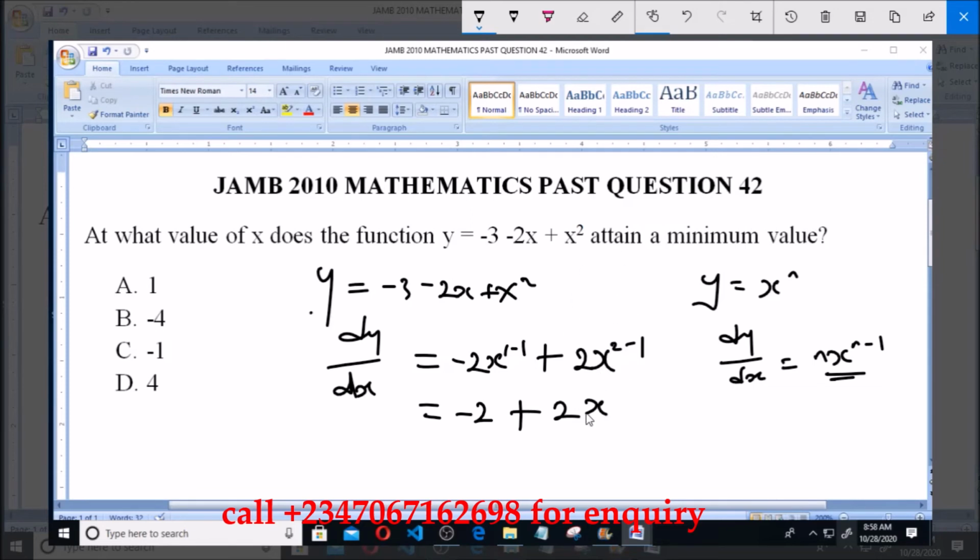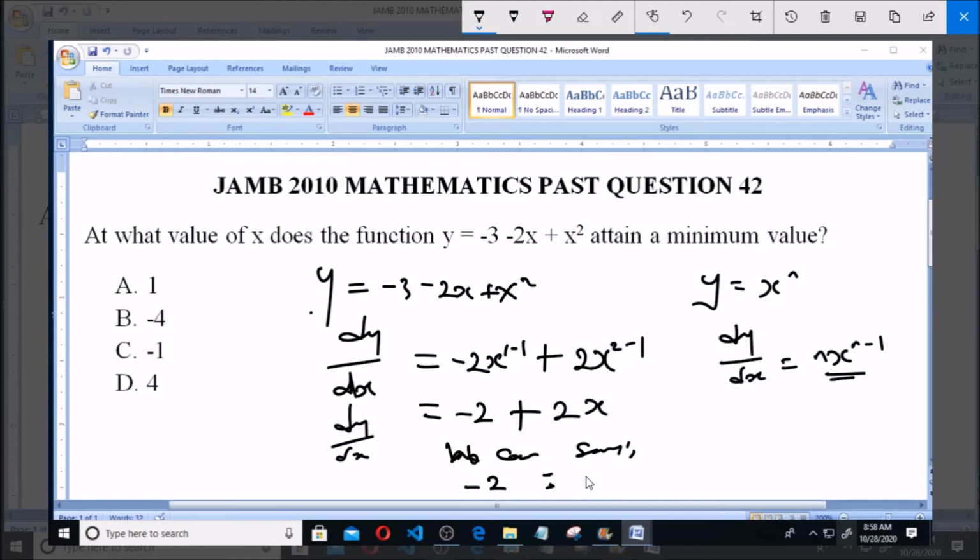Now we will not just stop here. Since dy/dx is equal to -2 + 2x, then we can now say that at the minimum, -2 + 2x = 0, so -2 is equal to -2x. That is bringing this 2x now to the left hand side. You can say -2 is equal to -2x.